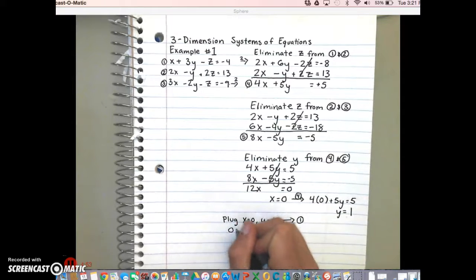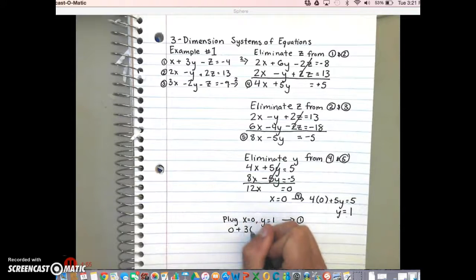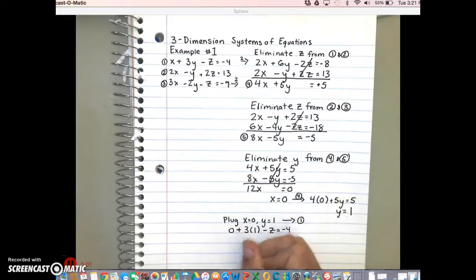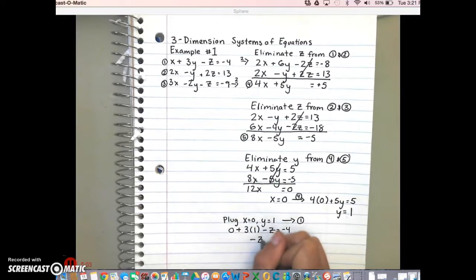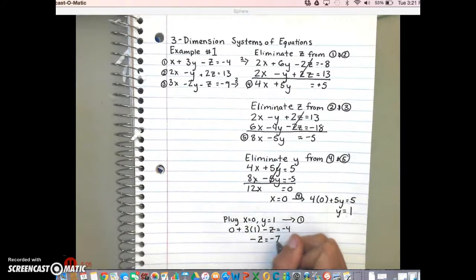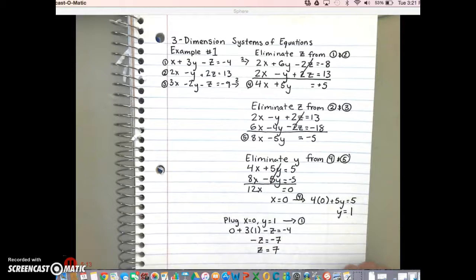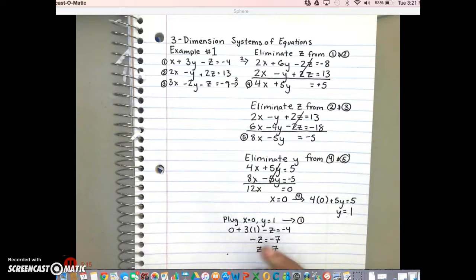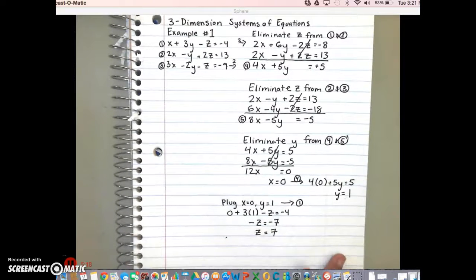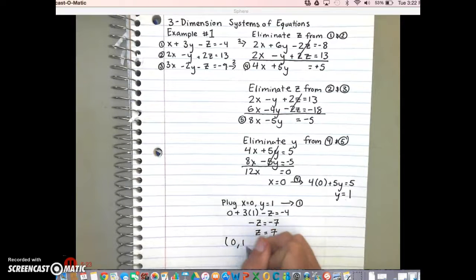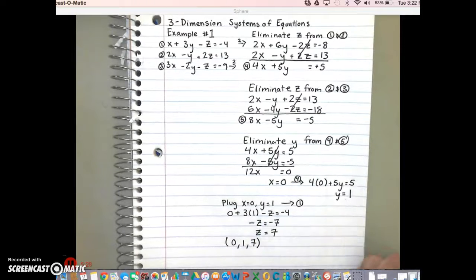So I have 0 plus 3 times y minus z equals negative 4. Negative z equals negative 7. z equals positive 7. So my coordinate point is a three-dimensional coordinate point: (0, 1, 7). I do need to check my answers.